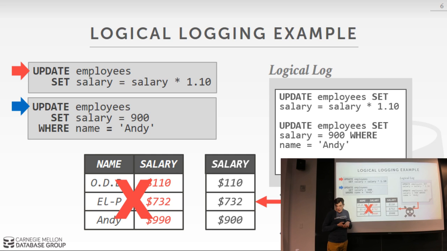To the best of my knowledge, and this may be something I'm interested in pursuing as a future research project, only VoltDB does logical logging. No commercial in-memory system does this, and maybe we want to figure out why. Is there a way to resolve this issue? And maybe you should always run at serializable isolation. Maybe that's the answer. I don't know.